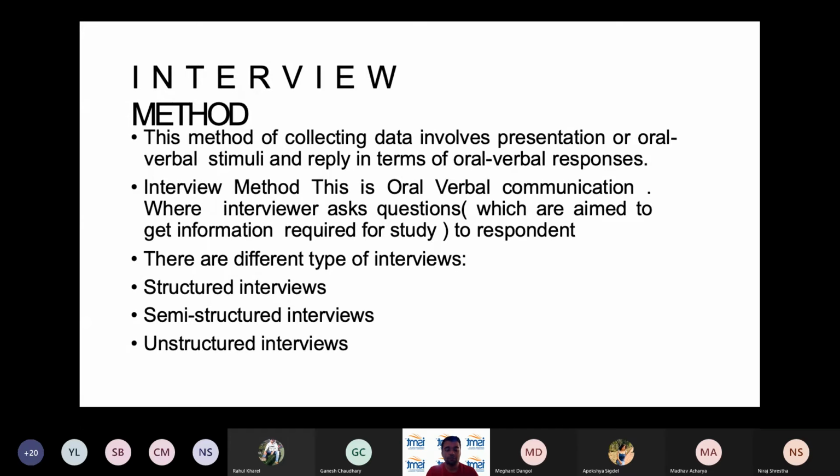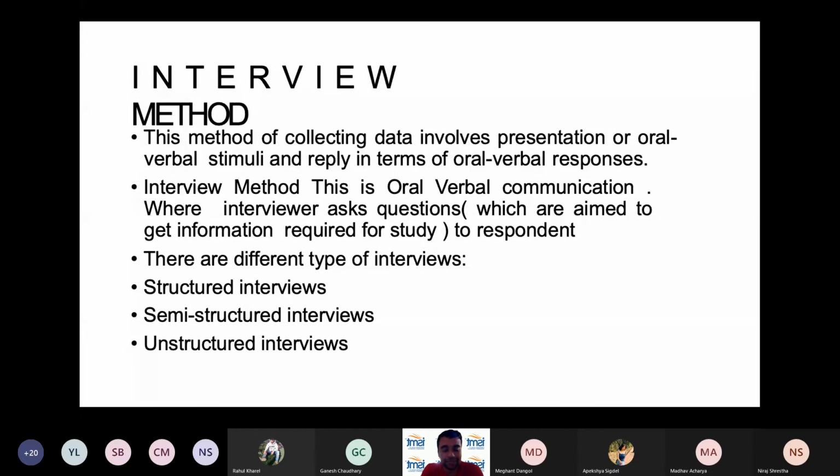Now the interview method. Basically, the interview method is combined with other methods also. If somebody asks whether the interview is associated with the qualitative or the quantitative research method, it can be associated with both. The interview data collection technique can be associated with both quantitative and qualitative research methods.